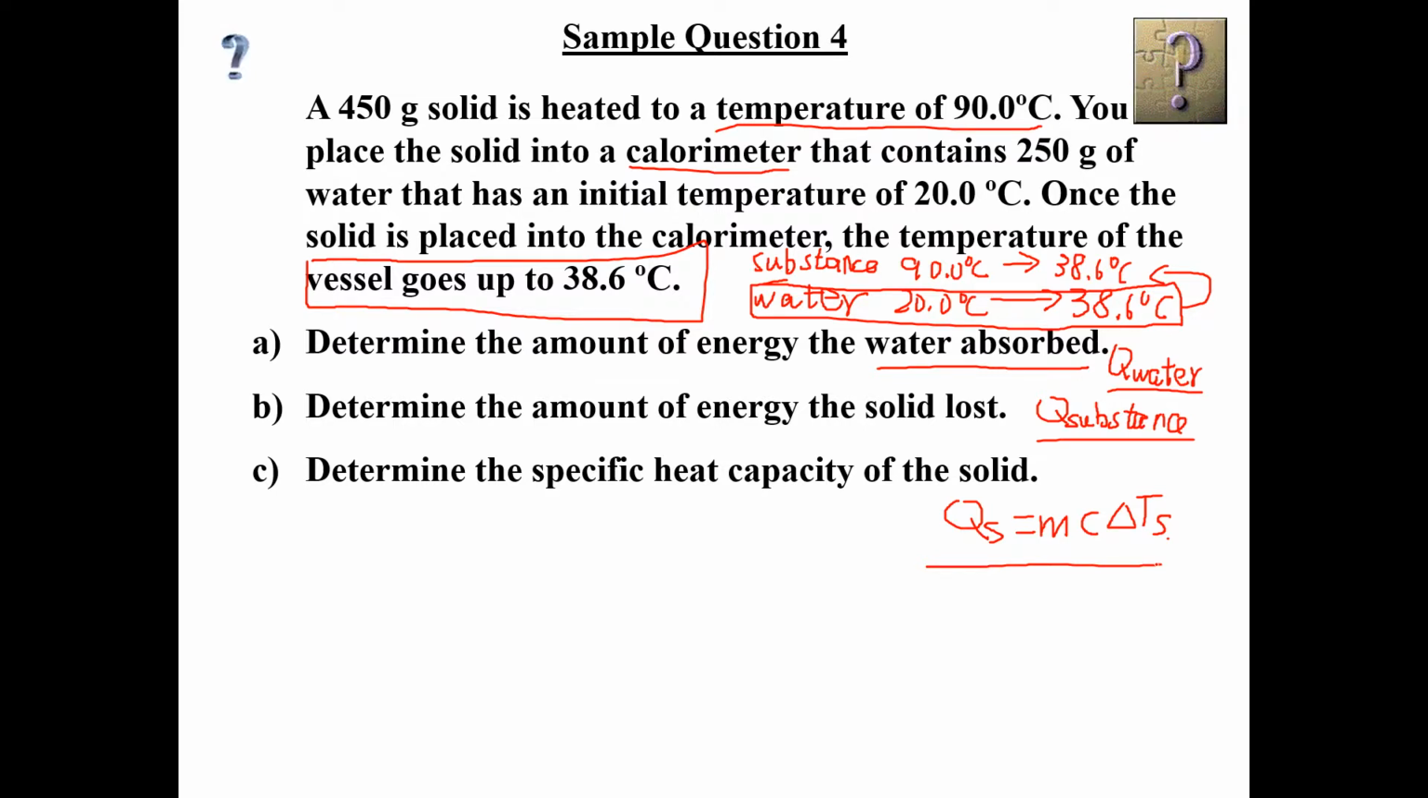I would ask you to try this question out yourselves. If you want, the answer to ABC is 1.95 times 10 to the 4 joules, and specific heat capacity is 0.842 joules per gram degree Celsius. So these are how you can calculate the amount of energy required to heat and cool a substance using specific heat capacities.